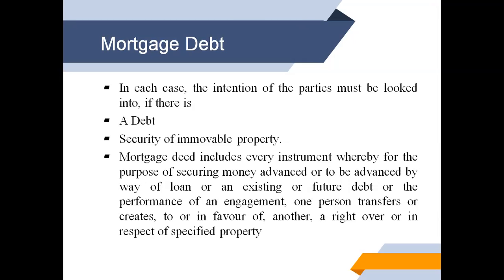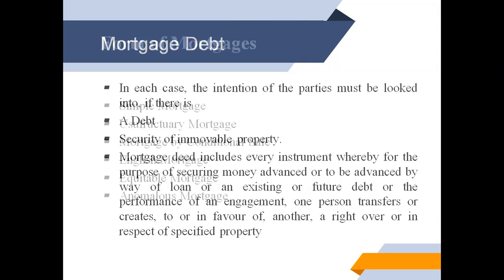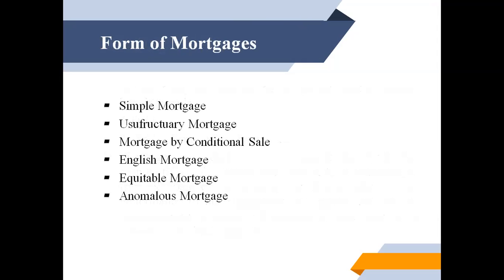Mortgage deed includes every instrument whereby, for the purpose of securing money advanced or to be advanced by way of loan, or an existing or future debt, or the performance of an engagement, one person transfers or creates to or in favor of another a right over or in respect of a specified property. So these are the forms of mortgages provided under the Transfer of Property Act: simple mortgage, usufructuary mortgage, mortgage by conditional sale, English mortgage, equitable mortgage, and anomalous mortgage as well.